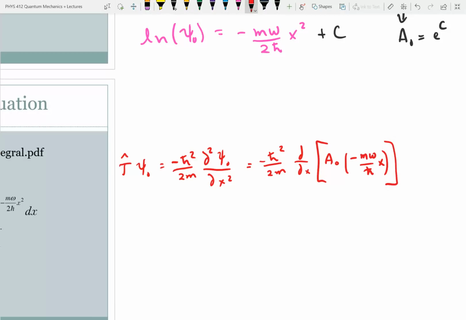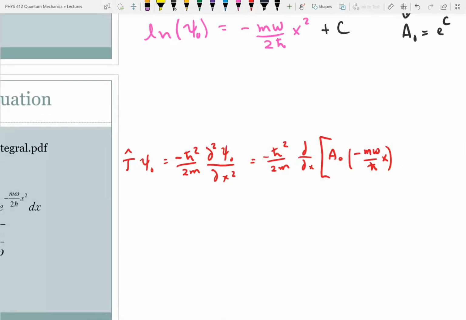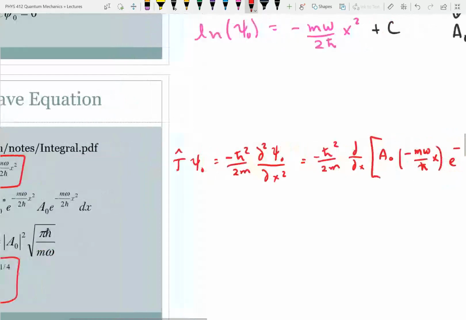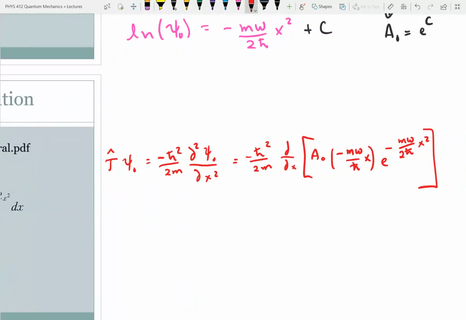Now, why do I have minus m omega x over h bar? Because of the chain rule. Okay, works for me. You have to bring down the derivative of the exponent. And did I do that right? There was a 2 there, so yes, I did. Right. So now we take the second derivative.